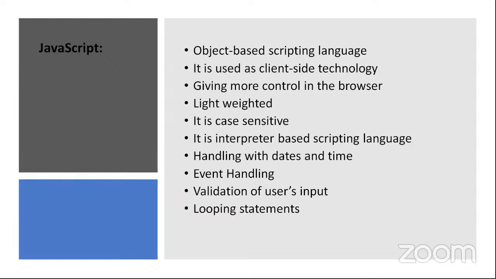So interpreter means that when it runs in the browser itself, the line by line execution will happen. So that is what interpreter means. Okay, and handling dates and time. Not only the local date and time, but different time zones like US and UK can also be fetched with the help of JavaScript.